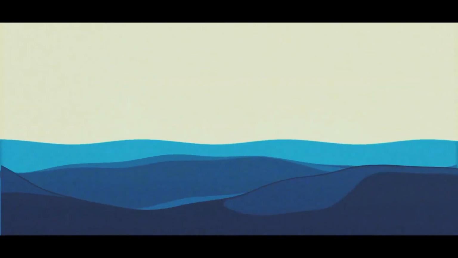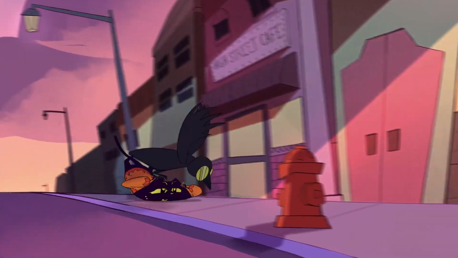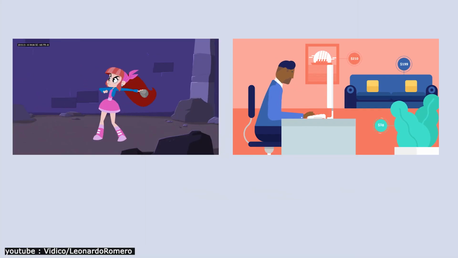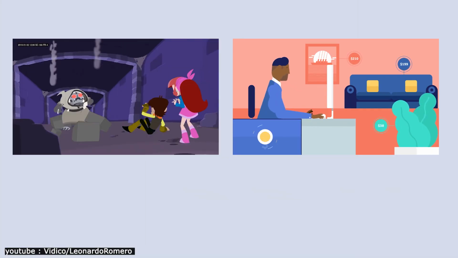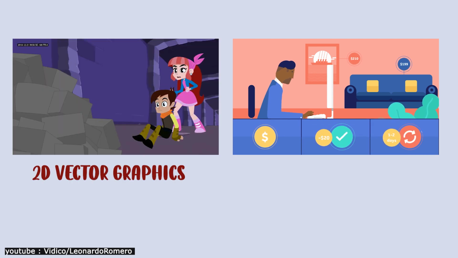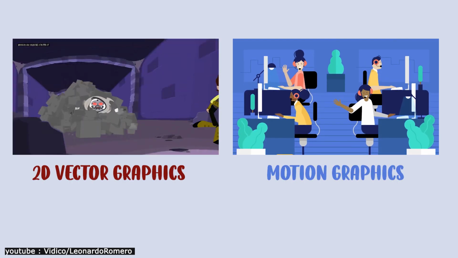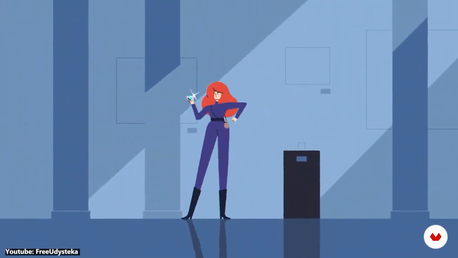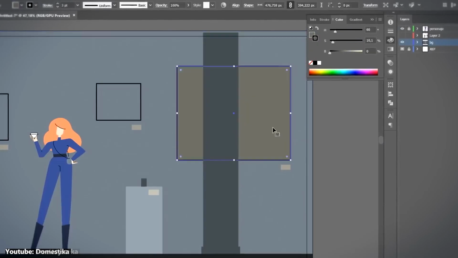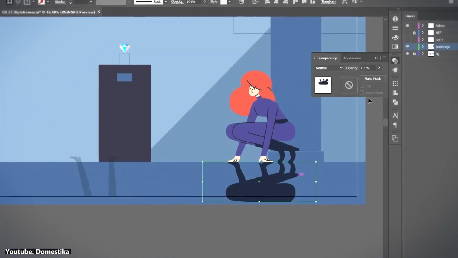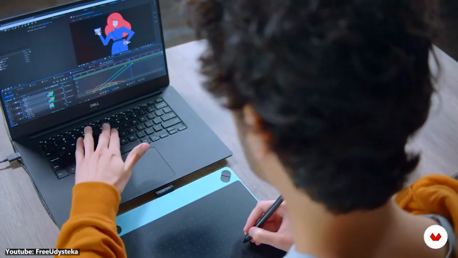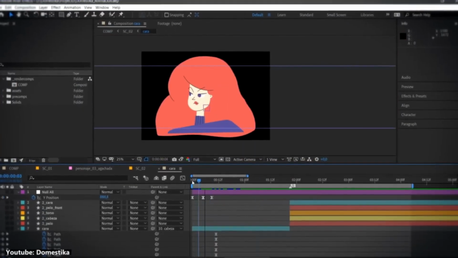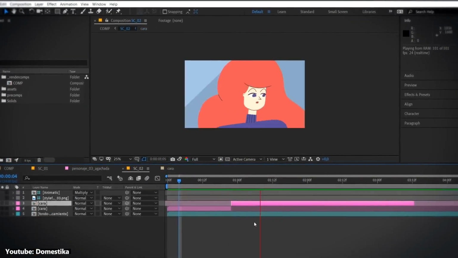Now that we understand what vector is, let's dive into what the animation of this type of graphics is all about. There are 2 main types of animation using vector graphics: 2D vector animation and motion graphics. For 2D vector animation, it's the one you typically see in cartoons and anime. Vector is used to create each frame, each environment. The frames are all hand-drawn and put successively to create an animation.